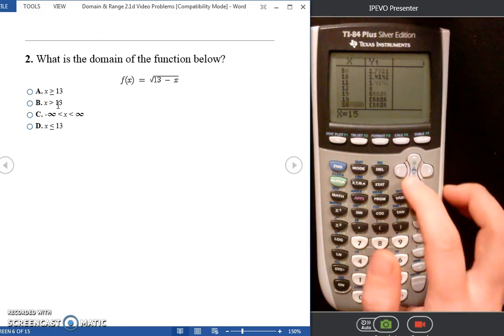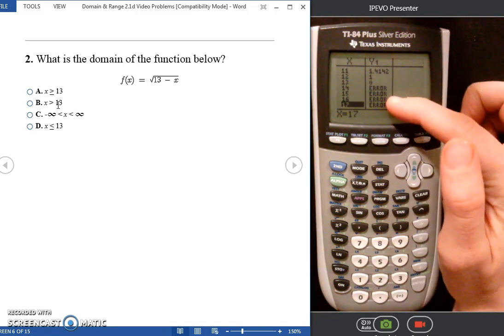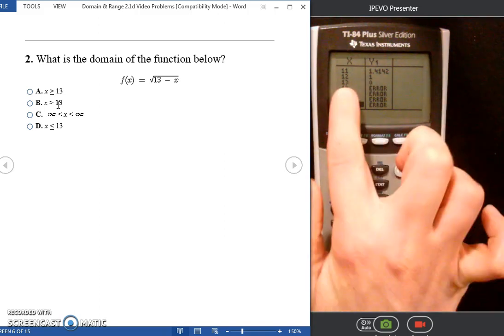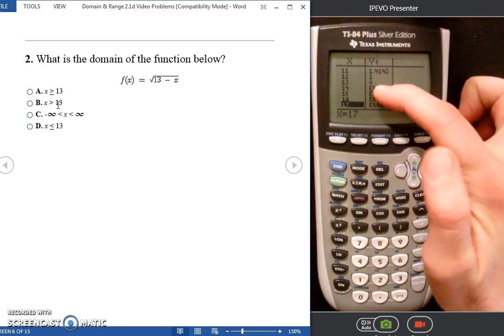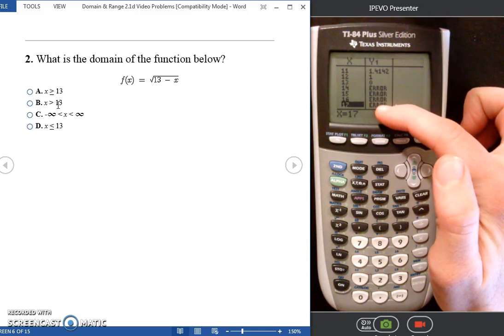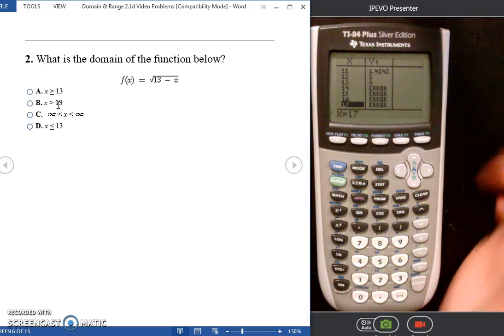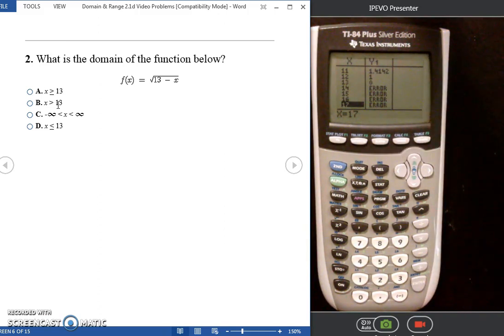And when I go beyond 13, it says error in the y column. So I have a value for 13, but not for anything greater than 13. So that means that I cannot have anything above 13, but I can have 13 and below. So that means less than or equal to 13 is going to be my domain, which is choice D.